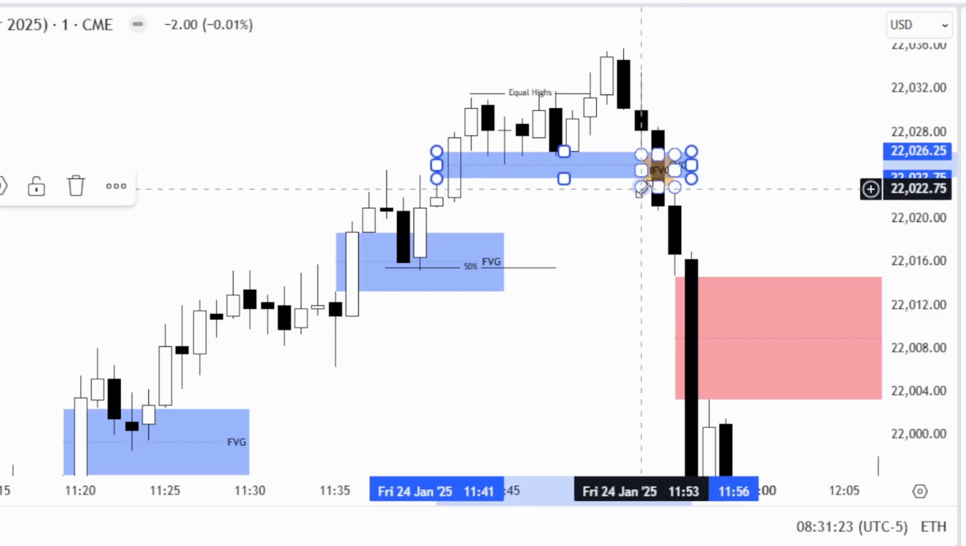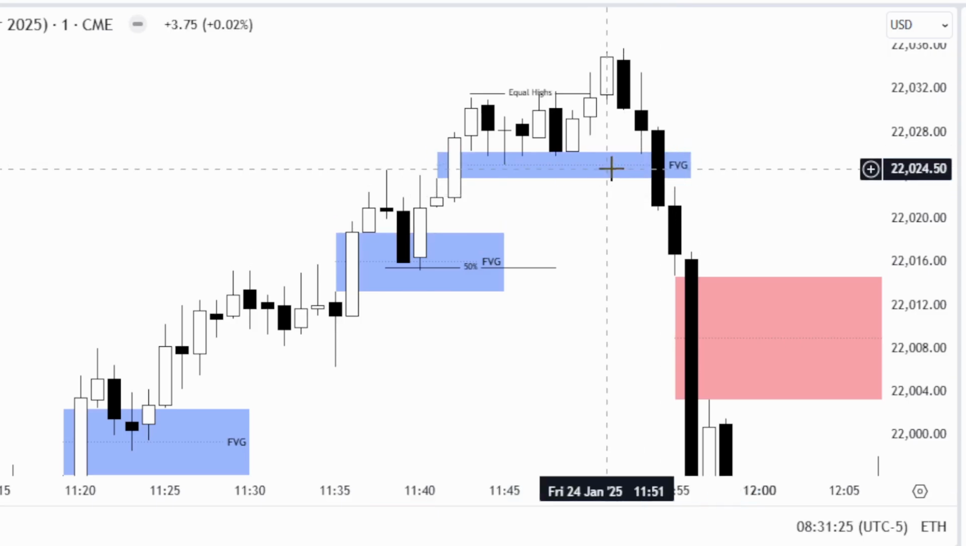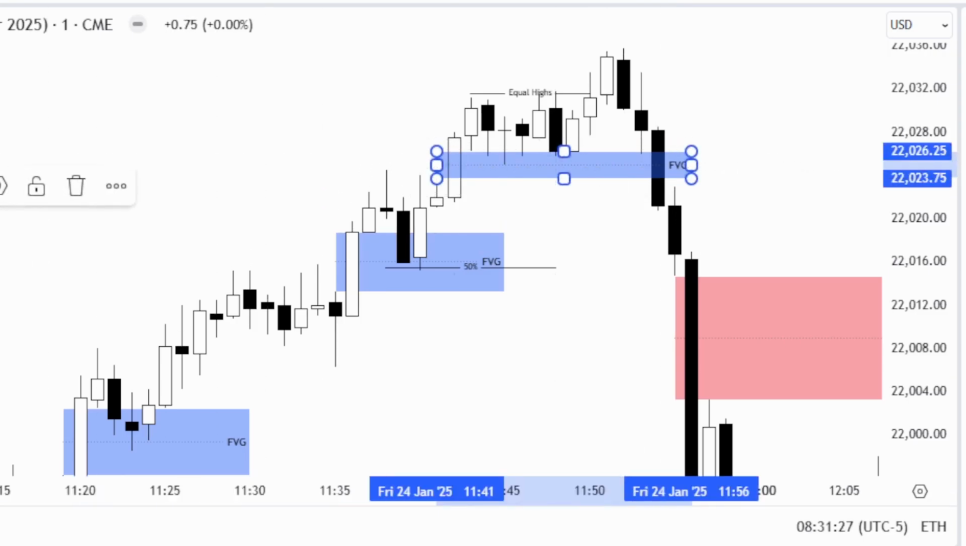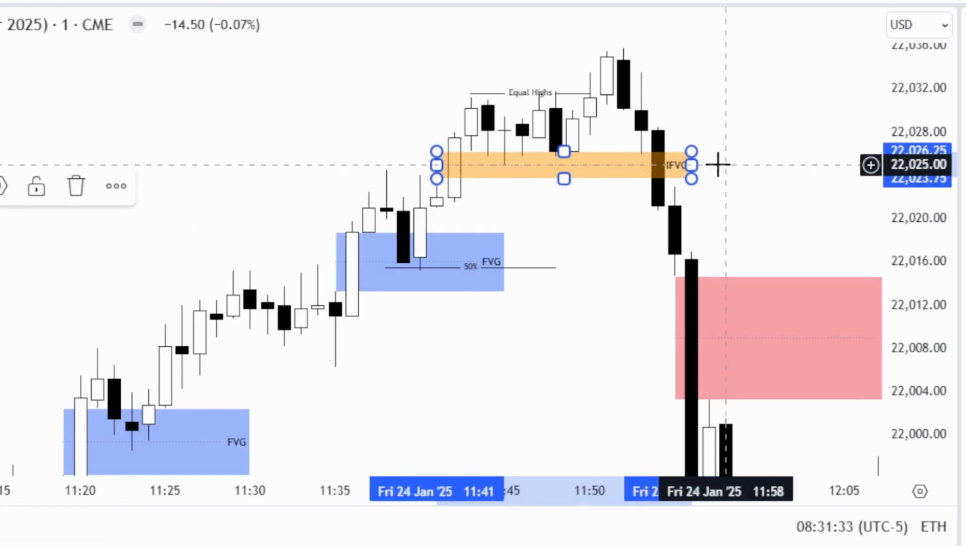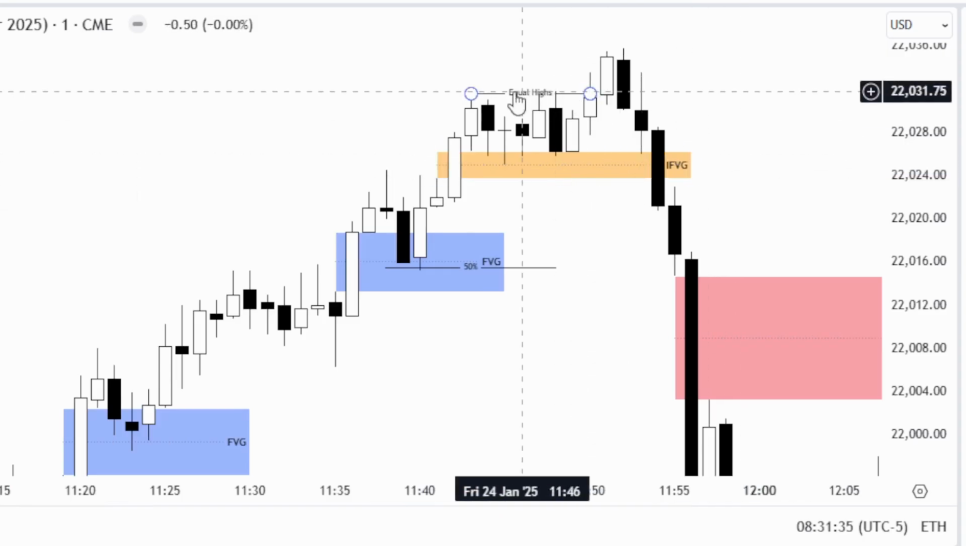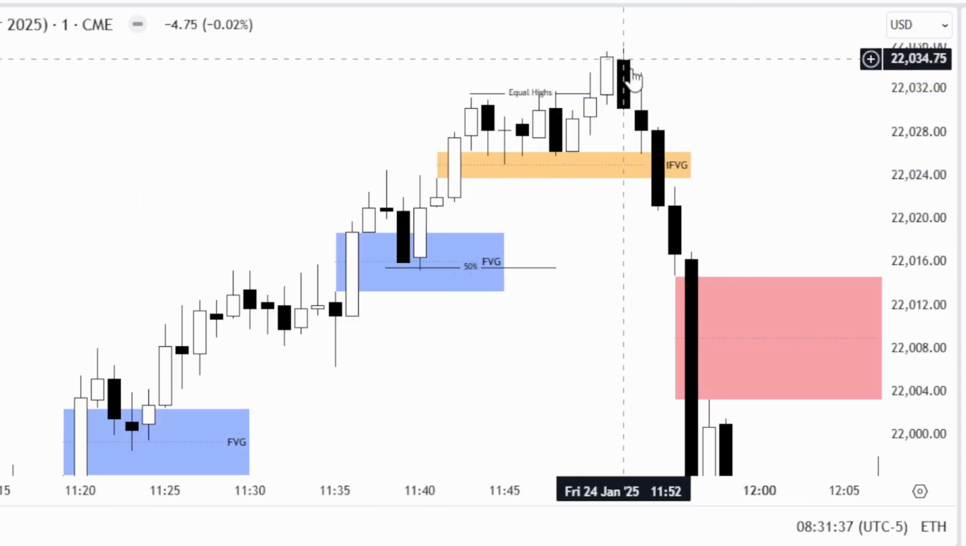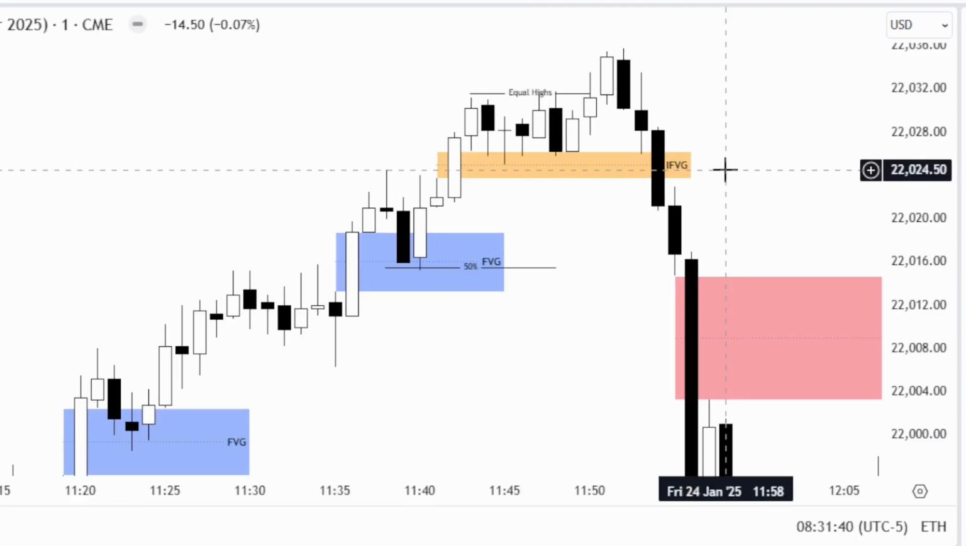Alright, so now this fair value gap has basically turned into an inverted fair value gap. We call that an IFVG, inverted fair value gap. Alright, so now we know there was equal highs, we run it, we pump down. Now we're looking for price to come down.